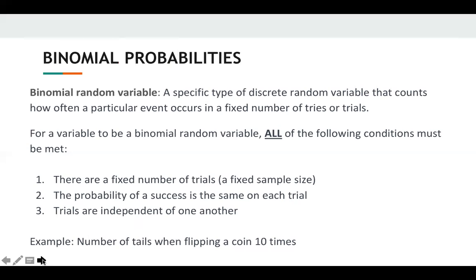An example I like to use for binomial random variables is the number of tails you get when you flip a coin 10 times. If you go through the checklist, we can say that yes, there is a fixed number of trials. We have 10 trials here. Second, the probability of success is the same on each trial, because no matter if you flip heads or tails on the previous try, you still have a 50% chance the next try of getting heads or tails. So it's the same for each. And then the trials are independent of one another because the result from the second trial does not affect the result of the third trial.